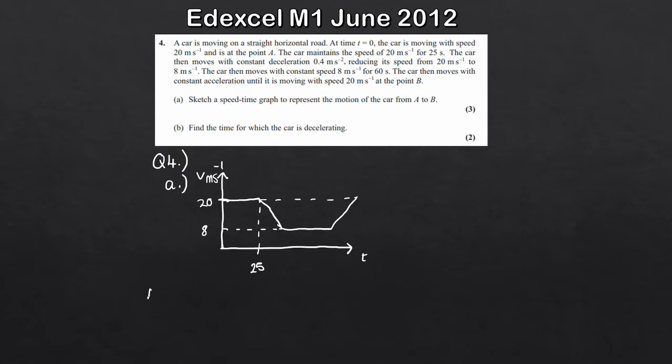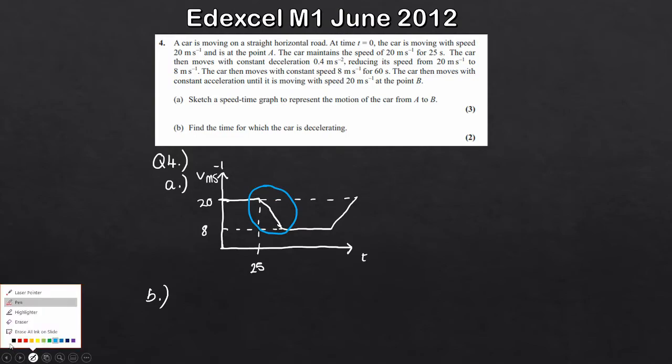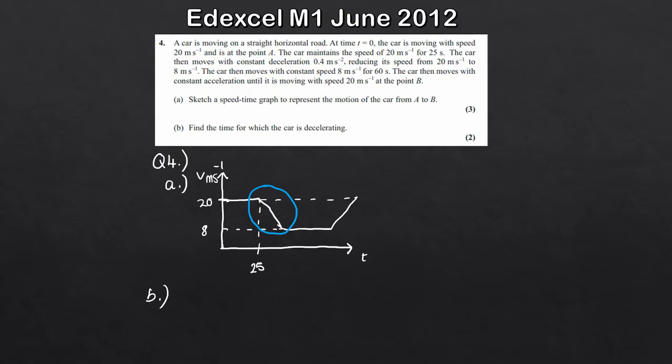And then for part B, we're just asked to find the time for which the car is decelerating. So remember, this deceleration occurs here. Now remember, this is kinematics. So these graphs are always linked to your SUVAT equations. So in that case, we can actually use our SUVAT equations here to work this out. What we've got here is an initial speed, 20. We've got the final speed, 8. So using that now, let's work this out. We've also got the deceleration of 0.4.